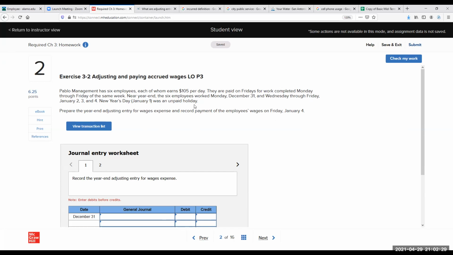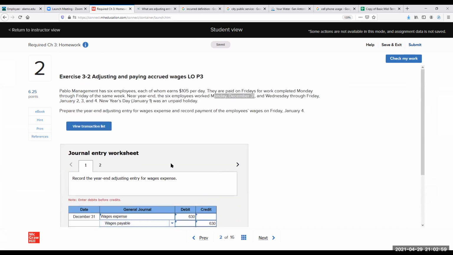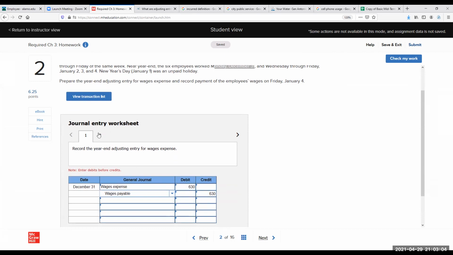So first thing to do is you have to get 1 day of pay into December. You don't want December's expenses in January. So for that 1 day, Monday, December 31st, how much is it we owe? 6 people, $105. So on that day, you put $630, and it's a wage expense, goes in December, and wage payable. Why is it a wage payable? Well, it may be Monday, but you're not going to pay them on Monday. You pay them on Friday.